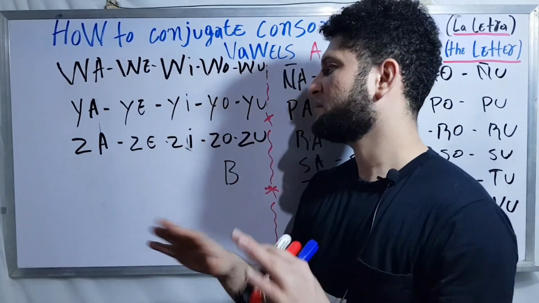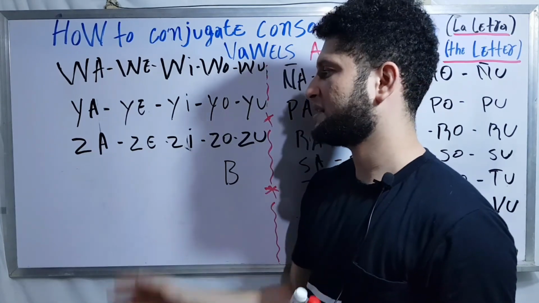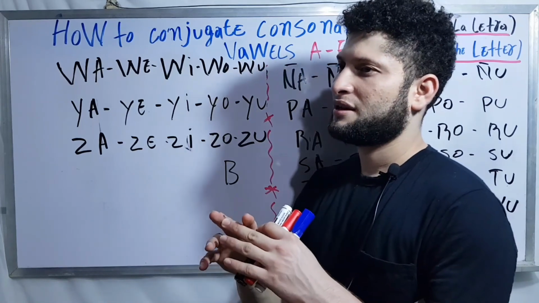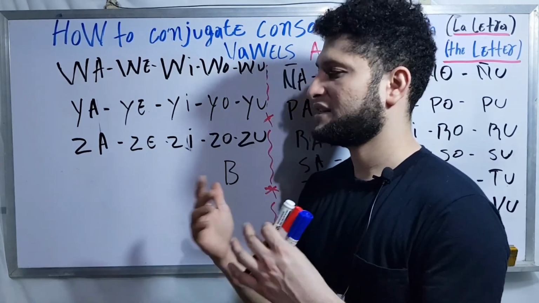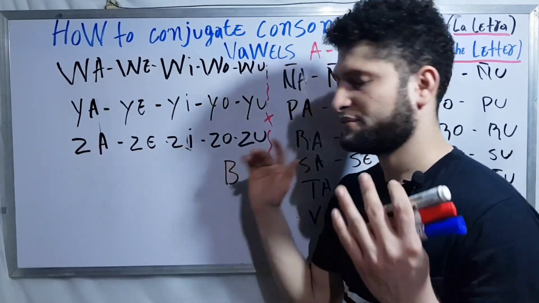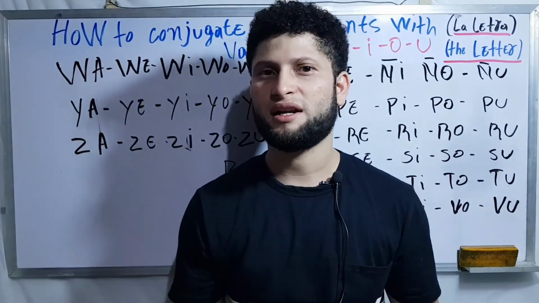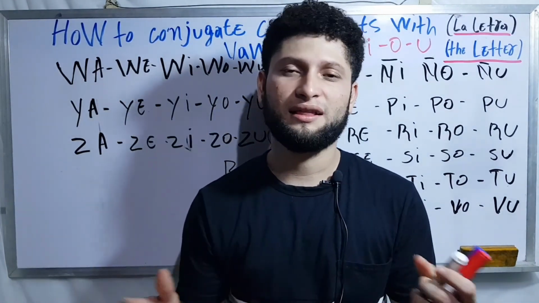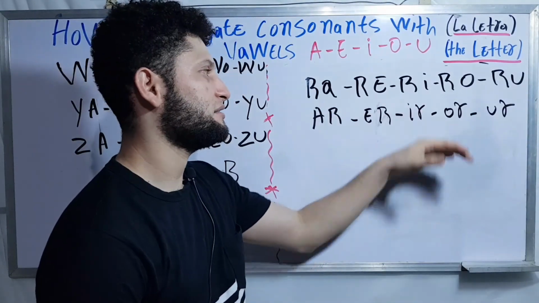To be honest, everybody pronounces this letter Z in Spanish like the letter S in English. Sa, se, si, so, su. I'm teaching you the way that everybody speaks in real life. Okay guys, what about these pronunciations?